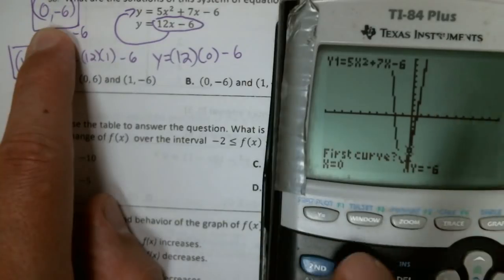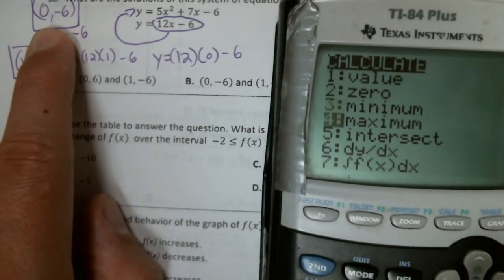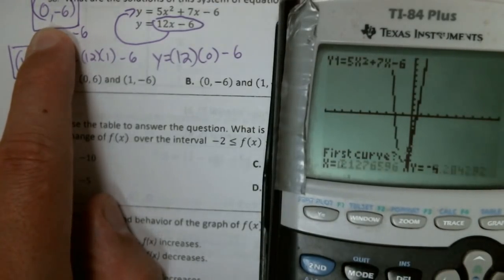Okay. To find the other intersection, I'm going to go second calc again, go down to intersection. Now I want the second intersection, which is somewhere up here.